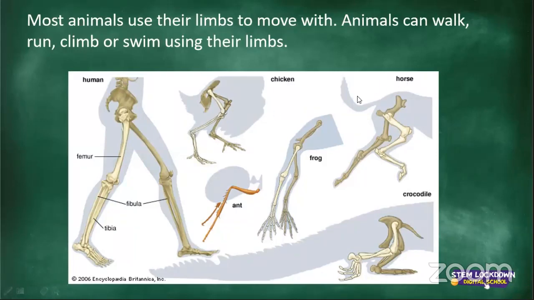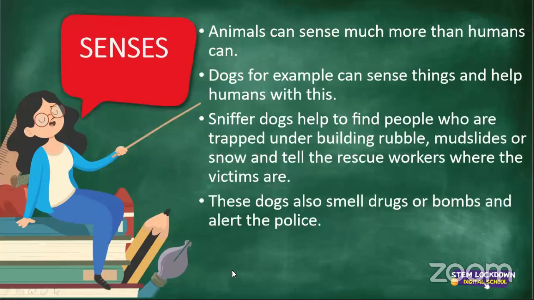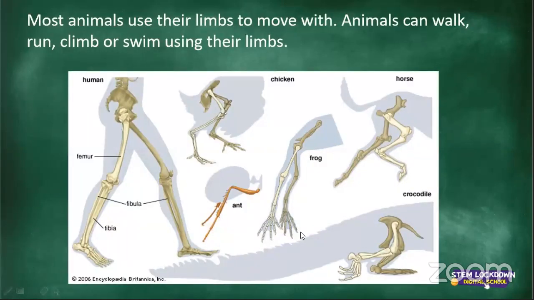Okay, here is a horse built for speed. This is a frog. Look at the very long limbs. Here is an ant. And then the last one, a crocodile. Do you see how short a crocodile's legs are? No wonder he puts so much emphasis on his tail.